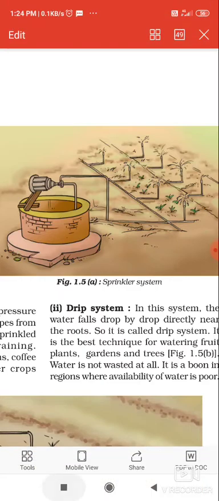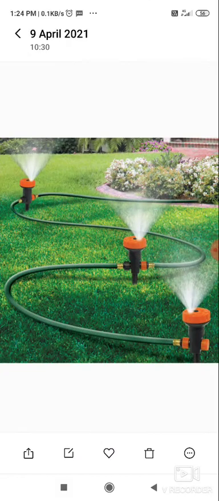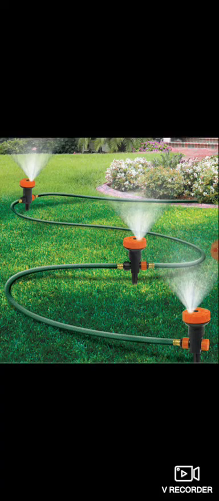So what happens in this system, students? This is the system. Actually there is a main pipeline that is attached to the water source. Maybe that water source is somewhere far. With the help of these sub pipes, the perpendicular pipes having rotating nozzles, at the top you can see the circular rotating nozzles sprinkling water like the rain is showering. These perpendicular pipes, having rotating nozzles on the top, are joined to the main pipe.